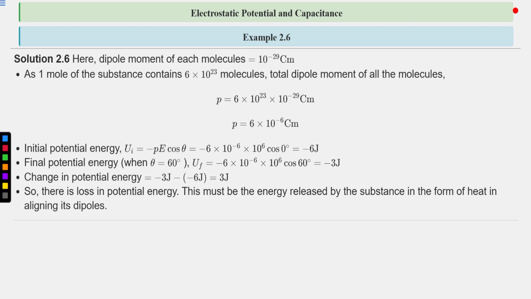So there is a loss in potential energy. This must be energy released by the substance in the form of heat in aligning its dipoles. So this must be the energy that should be released by the substance in the form of heat in aligning its dipole in the new direction of electric field.